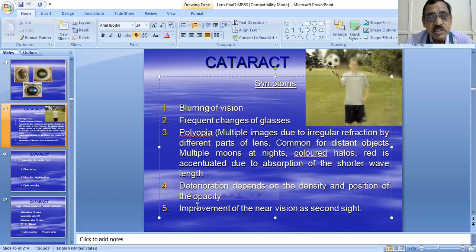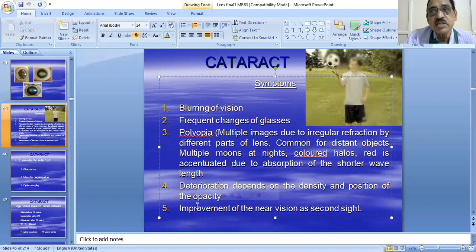Suppose the opacity is in the periphery and the central axial part of the lens is free. The patient will have reasonably good vision till very late in the disease, especially during the daytime, when the pupil gets constricted and the axial part of the lens is very clear, and the patient will be able to see better.